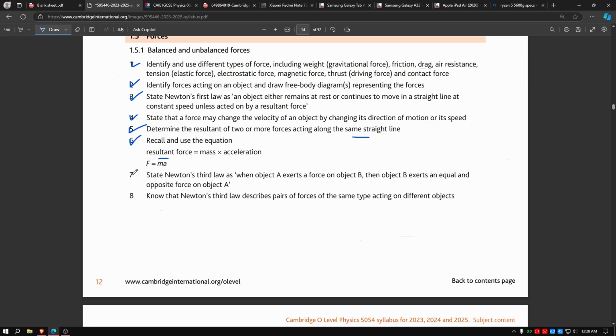Point 6 and point 7 state Newton's third law as: when object A exerts a force on object B, then object B also exerts a force on object A, and these forces are equal and opposite. Again, you just have to memorize this and write it in the question paper if they ask you what the third law is.